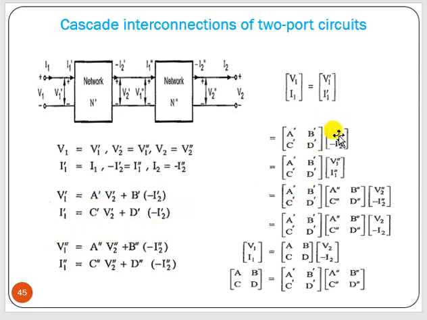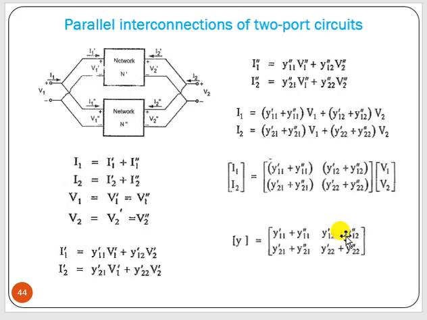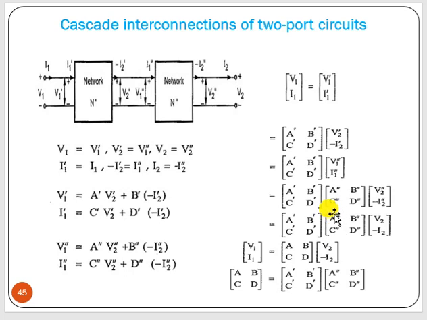Now V2 dash equals V1 double dash, minus I2 dash equals I1 double dash, or I1 double prime. For this we can write in terms of this particular equation. So you can see this is the matrix multiplication: A dash, B dash, C dash, D dash, the one matrix, multiplied with another matrix, A double dash, B double dash, C double dash, D double dash. Okay, so this is the way we can calculate the series, parallel, and cascade interconnection.